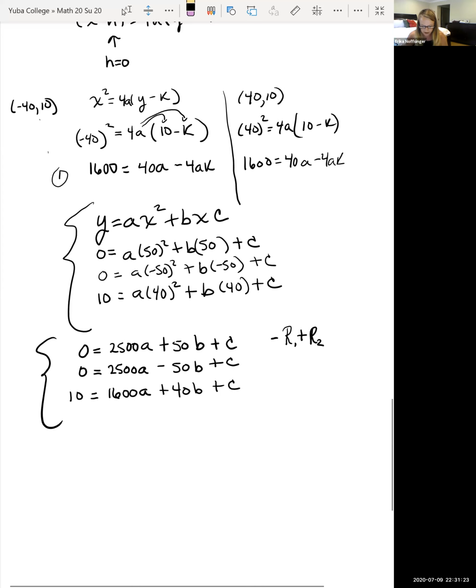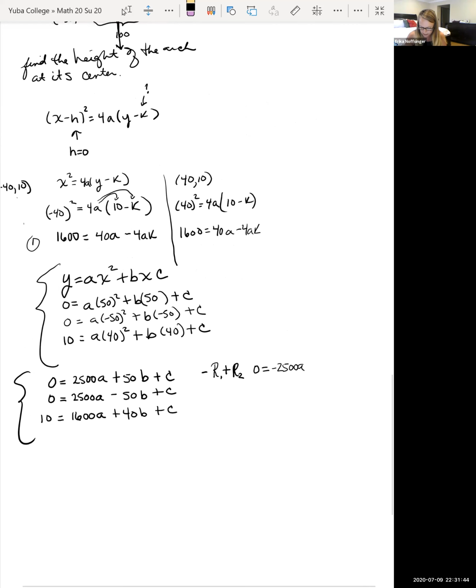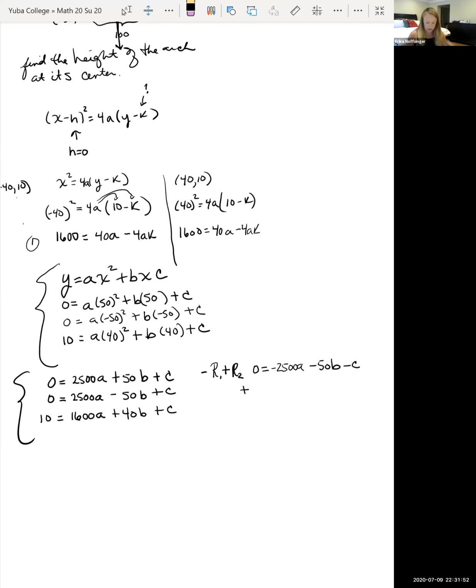So technically, if I multiplied a negative 1 to this first row, this would give me negative 1 times 0. Well, that is just 0 is equal to negative 1 times 2,500 is negative 2,500A. Negative 1 times 50, so minus 50B. Negative 1 times C, minus C, and we're going to add it to row 2, which is 0 is equal to 2,500A minus 50B plus C.